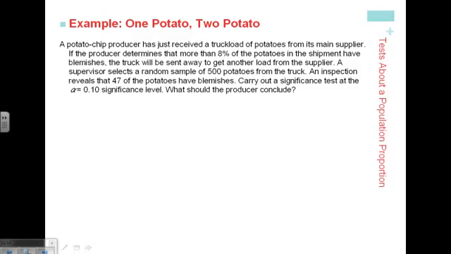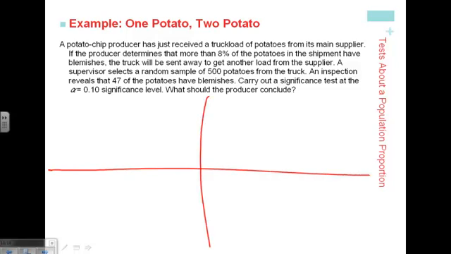We got a C. What's our procedure? First we have to see what the parameter is. Population and parameter are our first two steps. Population would be the potato chips? Nope. Close. You're half right. Truckload of potatoes. Okay. Potatoes from the truck.